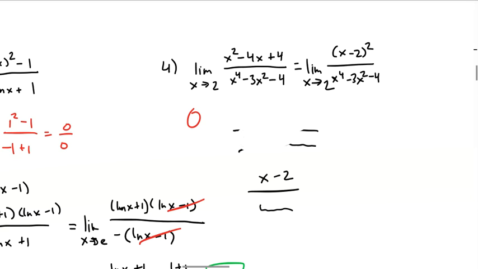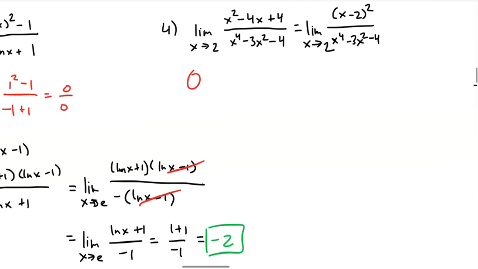So the way we do that is we divide out our denominator and x minus 2 using polynomial long division. So I'm just going to make a little note here.